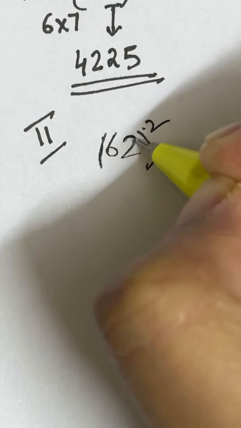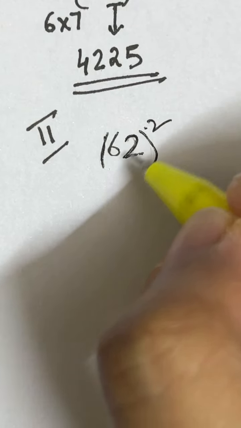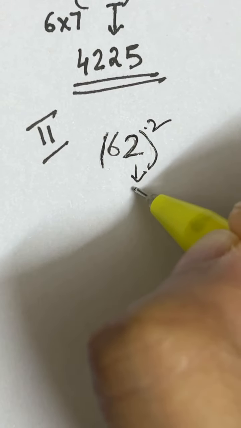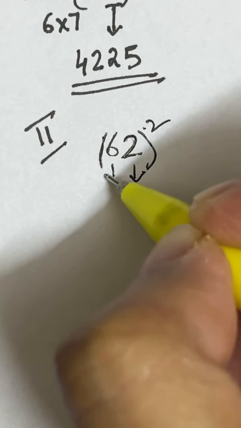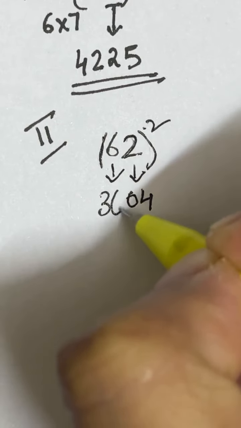62 squared. Now here the number doesn't end in 5. There are no conditions. What do you do? You take the square of this number, 2, and you write it as a double digit, 04. You take the square of this number and you write it as a double digit. 6 times 6 is 36.